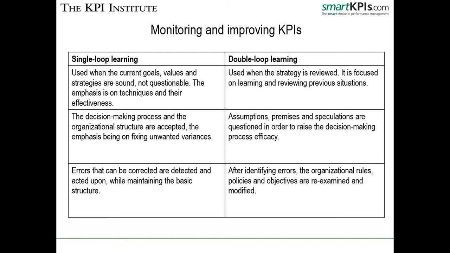The double loop learning approach allows us not only to monitor KPIs and strategic objectives, but also to look into these KPIs and objectives and question whether we are monitoring the right KPIs, whether we are employing the right objectives, and whether we are using the right initiatives for reaching the objectives established. So the double loop learning approach is very important in the process of correctly managing with KPIs.